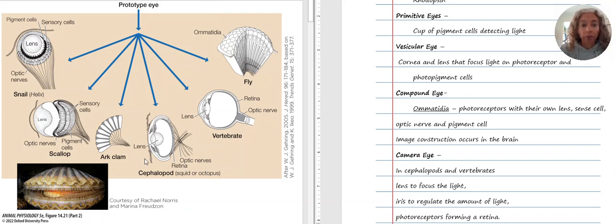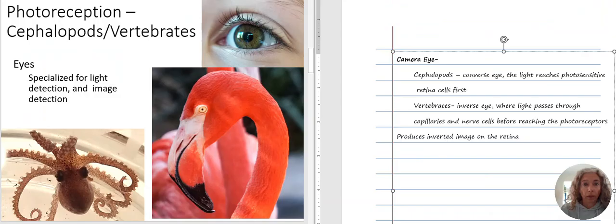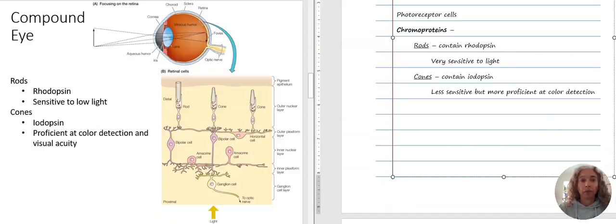And here you can compare the cephalopod eye to the vertebrate eye. And here you can see the eyes on this octopus, this bird, and this human, my daughter. And again, the cephalopod eye is going to be slightly different than the vertebrate eye based on how images pass through the lens and reach the retina. Both will produce an image that's inverted on the retina.